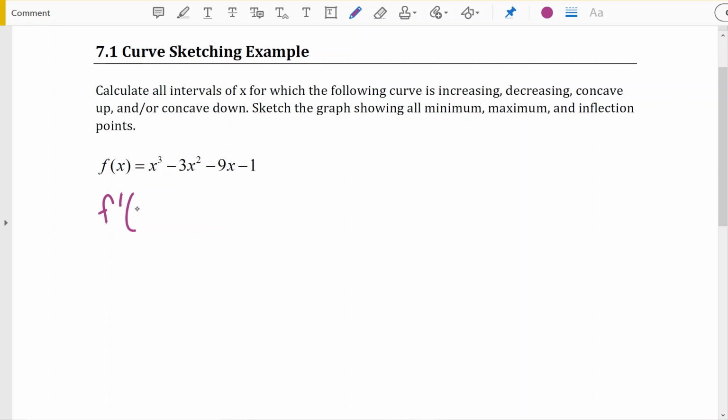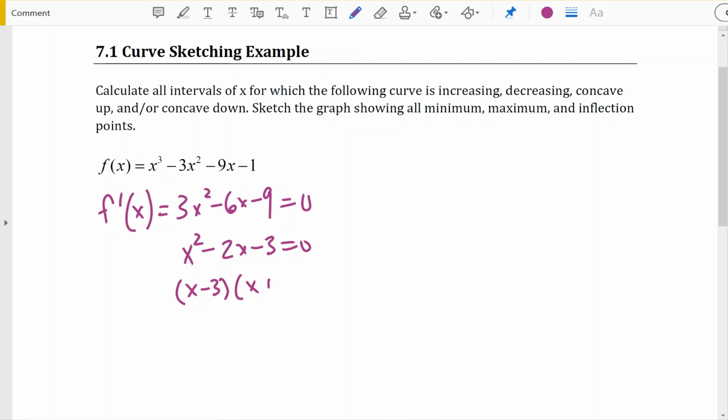Step one, we want to find our first derivative. It will tell us about slopes. It's 3x squared minus 6x minus 9. And to find our critical numbers, we'll set that equal to 0 and solve. So x squared minus 2x minus 3 equals 0, just to make it a little simpler. And this factors x minus 3, x plus 1, giving us x values of 3 and negative 1. So these are places where the slope will be equal to 0.